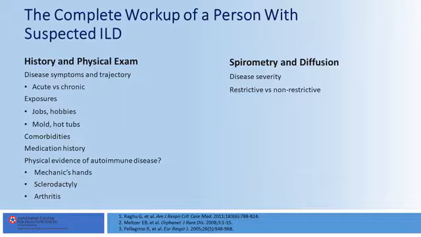Then we look for physical evidence of the autoimmune disease possibilities, as I suggested earlier. So things like mechanic's hands or sclerodactyly, signs of arthritis. The spirometry and pulmonary function tests are really going to give us some indication of disease severity. They're not going to really indicate to us which one of the interstitial lung diseases are there on the whole. They really just tell us whether or not the process is restrictive or not.